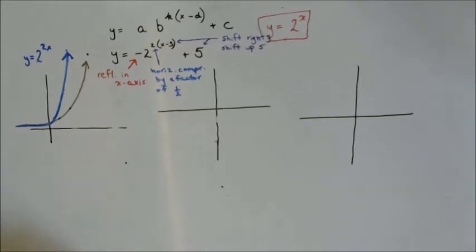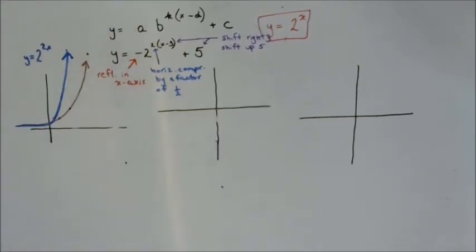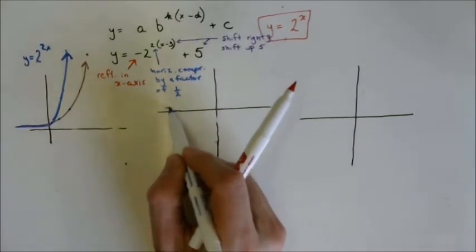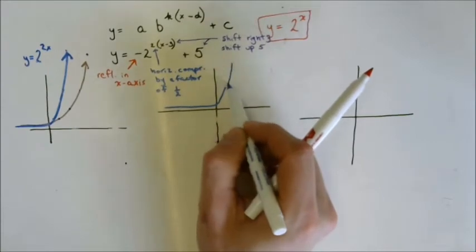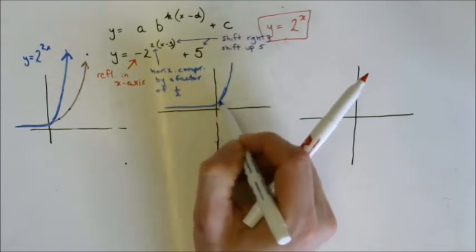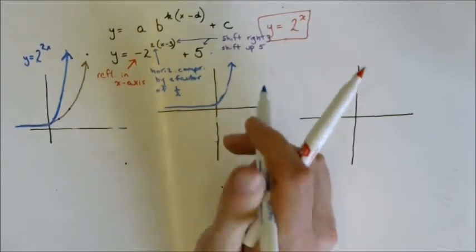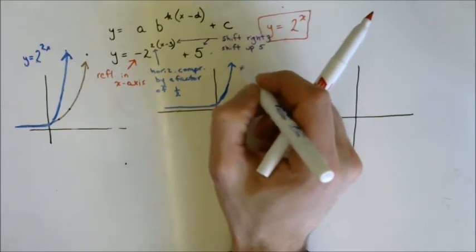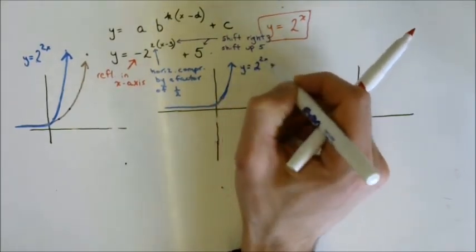Next, I'm going to reflect it. So I'll take my red because that's the arrow that I drew for it here, and I'll draw what we have. Our new graph was in blue. Looks kind of like that. And now, again, you can name that one. That one is y equals 2 to the power of 2x.